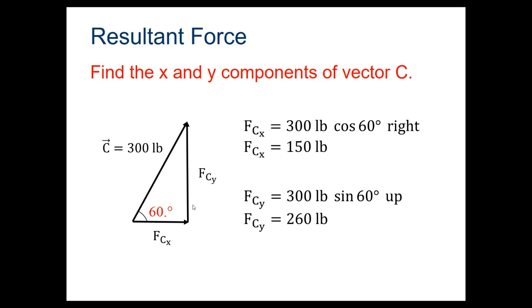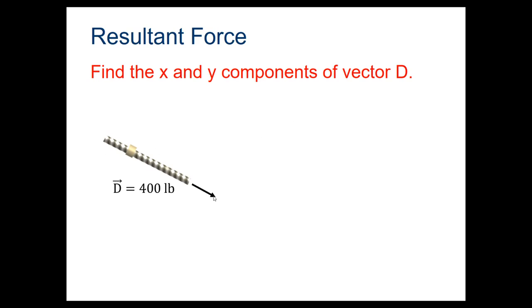All right, so we're going to do the same thing for D. So we'll go down and look at D. Now this one is going at a different angle, and it is going down and to the right. So we're going to draw it this way, which is the correct way. But we do have to remember when we look at our forces, if it's going to the right in the x, it's positive.